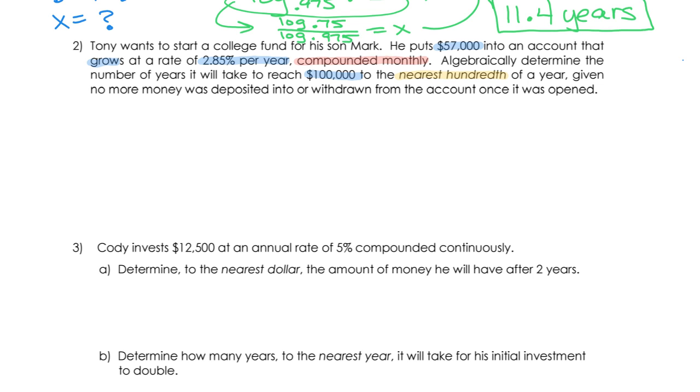Okay. I did see compounded monthly, and that is how I know we are using the second formula on our sheet. A of t equals P times (1 plus r over n) raised to the nt. We have our 5 variables in there.